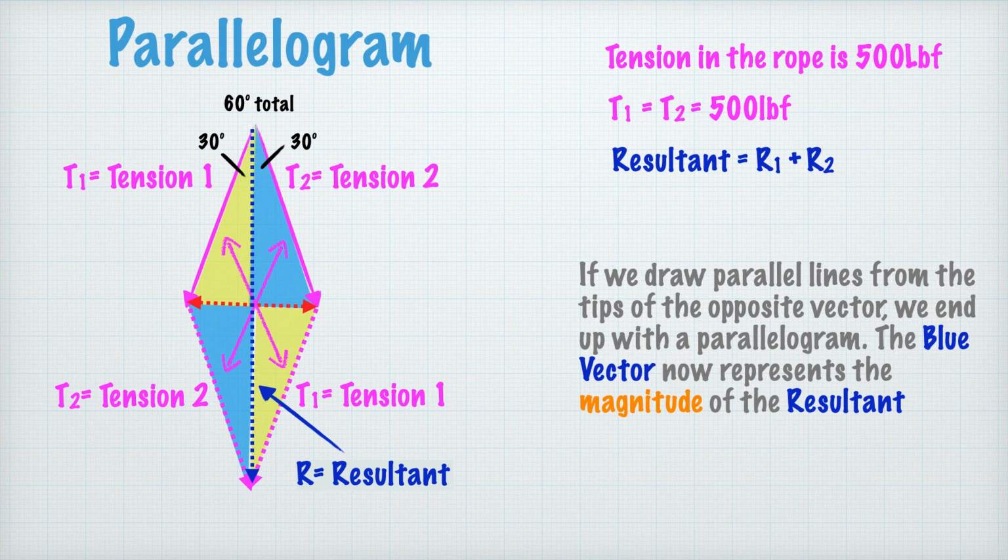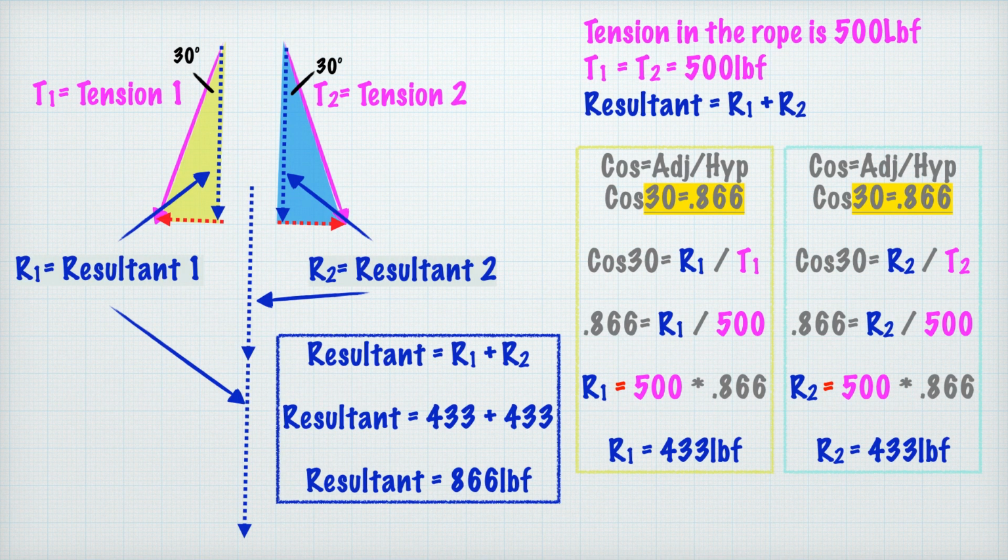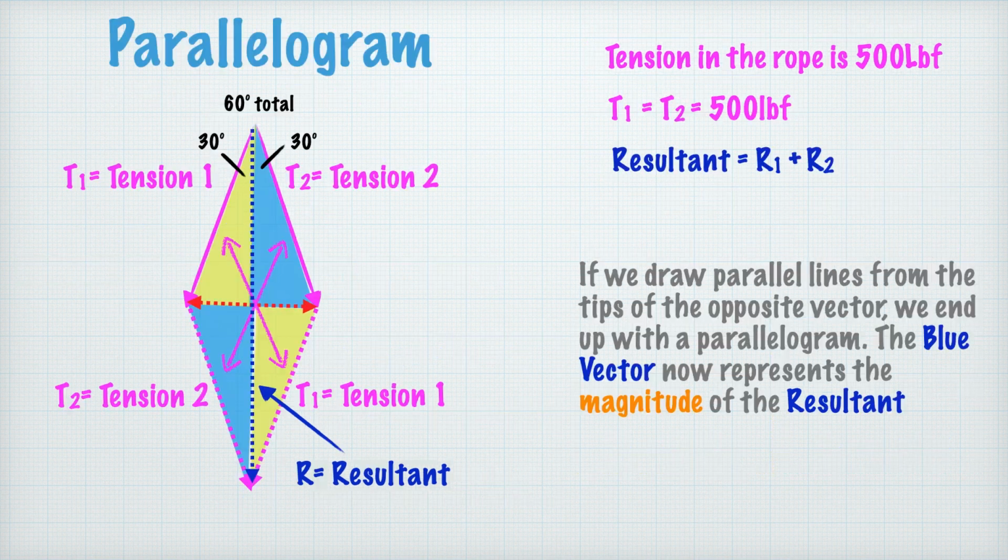So we know that. Great. We just solved it using two right triangles. Well, now let's solve it with parallelograms. The limitation of using right triangles to solve this problem is that those two right triangles have to be symmetrical. It can't be non-symmetrical. They have to be symmetrical. The advantage to using parallelograms to solve this problem is if you get forces that aren't symmetrical, you can still solve the problem. You can't do that using right triangles.